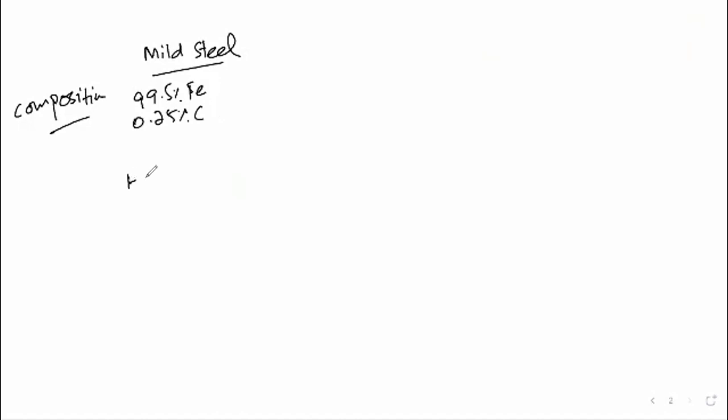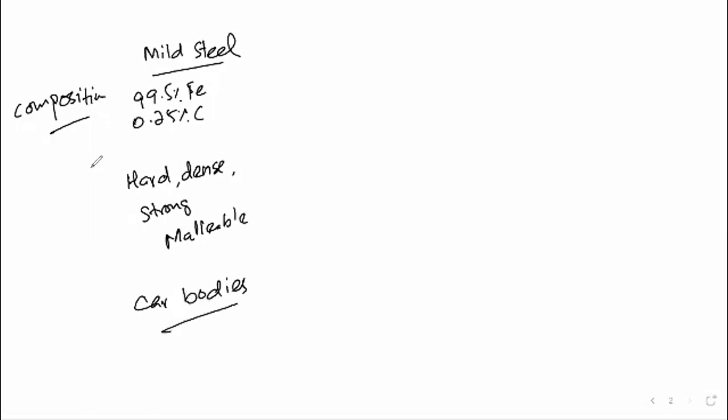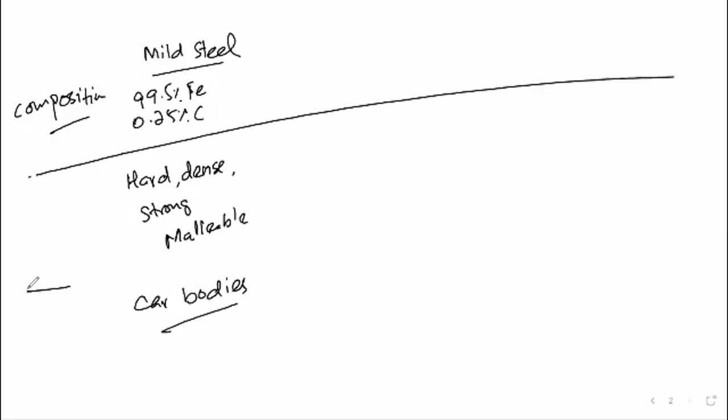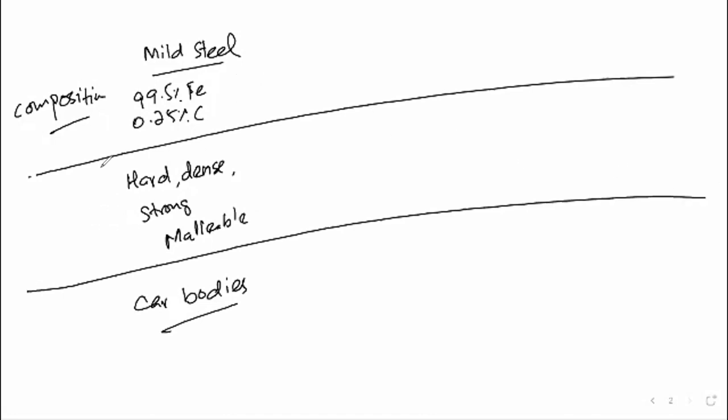It is hard, dense, strong, and malleable. It has malleability as well, which means it is hard but can be converted into sheets. That's why it is used in car bodies and the bodies of other vehicles, because when they go through an accident, they can be modified. This is the second thing, the properties. The next thing is the uses.